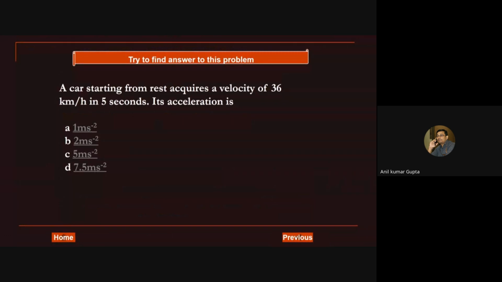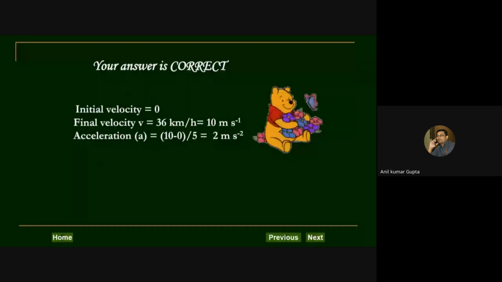Try to find the answer to this problem. Say a car starting from rest acquires a velocity of 36 km per hour in 5 seconds. Its acceleration is... So using that formula given in the previous slide, you can find out the answer. Say the answer is B. So your answer is correct. Again, feedback is given. So next slide.